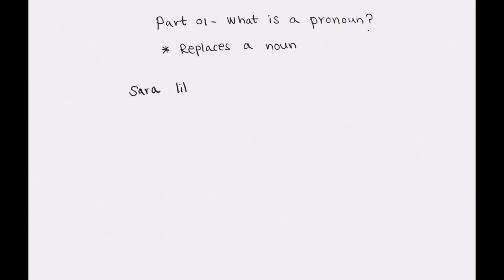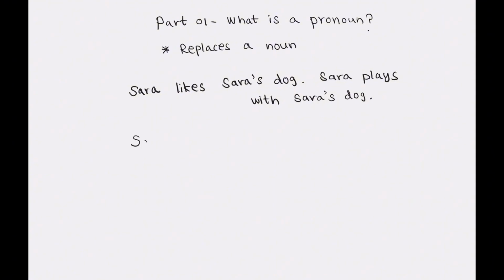Sarah likes Sarah's dog. Sarah plays with Sarah's dog. These are two sentences without pronouns. I'll write the same sentences with pronouns. Sarah likes her dog. She plays with it.